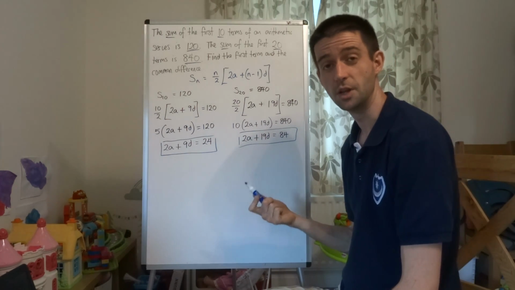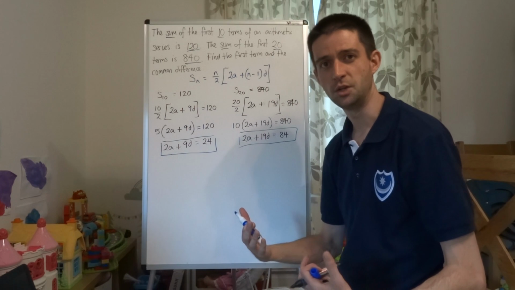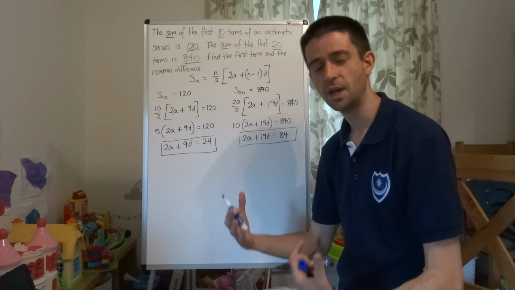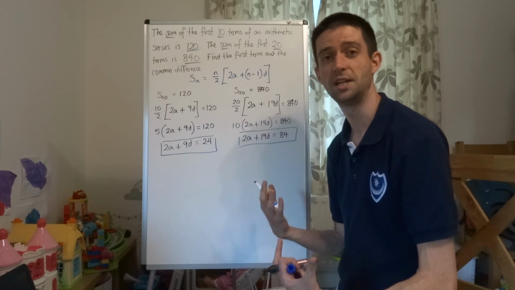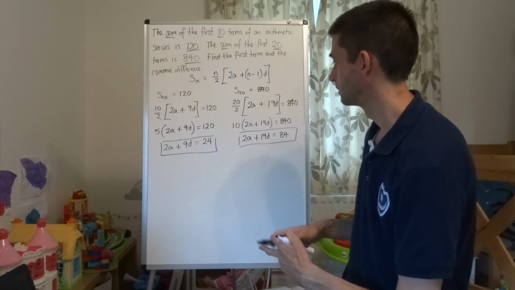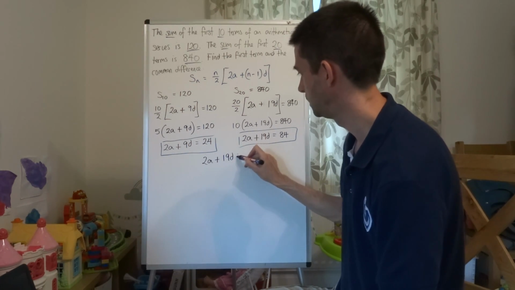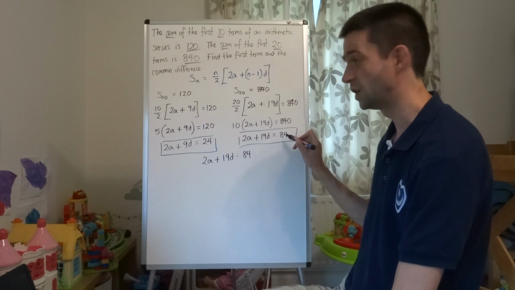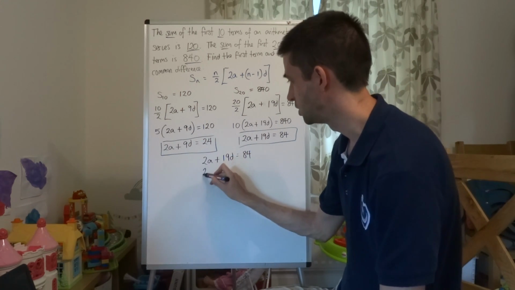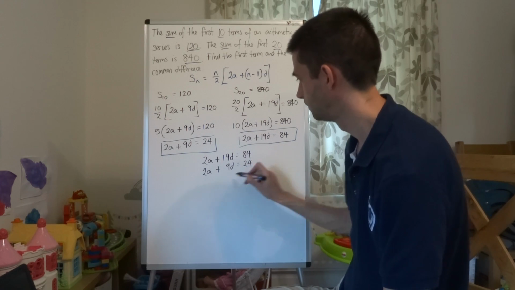So what I have now is two equations in terms of a and d, which are the unknowns that I'm trying to find out. And that should make sense to you, it should be familiar at this stage. You think, okay, I've got two unknowns, I must be looking to form two simultaneous equations that I can solve to find those out. So, 2a plus 19d equals 84, this equation here. And the other equation, 2a plus 9d equals 24.